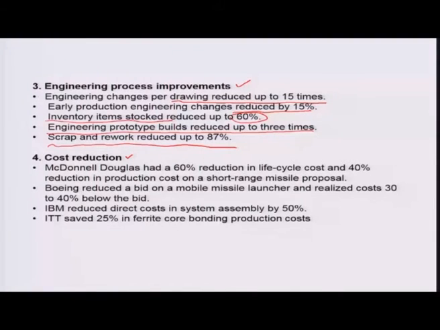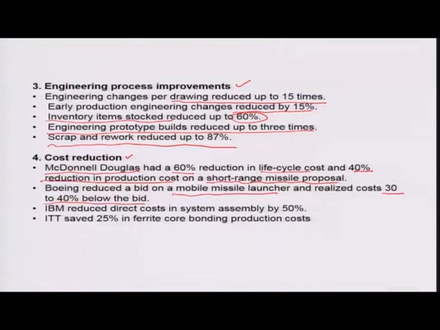If we talk about cost reduction, again the famous McDonnell Douglas airplane manufacturer had a 60% reduction in life cycle cost, and almost a 40% reduction in production cost, particularly on a defense program related to missiles. Again, Boeing, on a mobile missile launcher, realized a cost about 30 to 40% below the bid price, just by applying the concurrent approach in their overall philosophy.